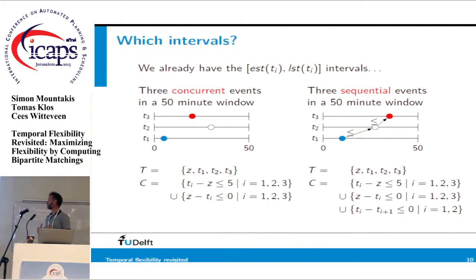So there are dependencies between the times you can assign to these variables. But the earliest and latest start time intervals are the same for all events, both left and right. So if you use that as the measure of flexibility, then you overestimate the flexibility that's really available, at least on the right. So we call this the naive flexibility metric.